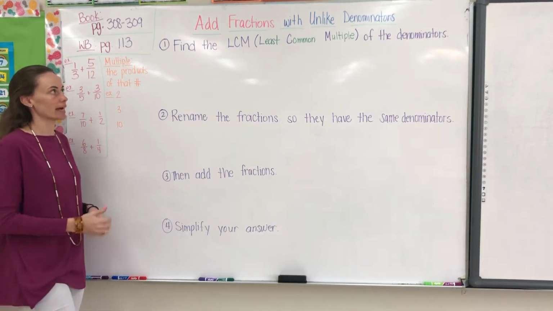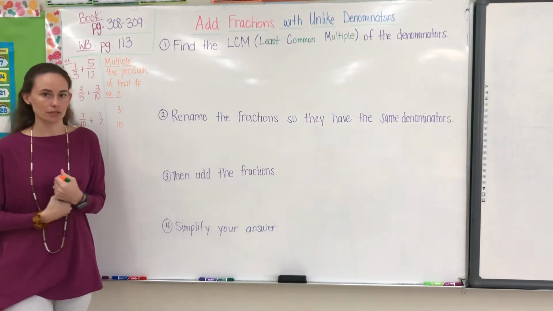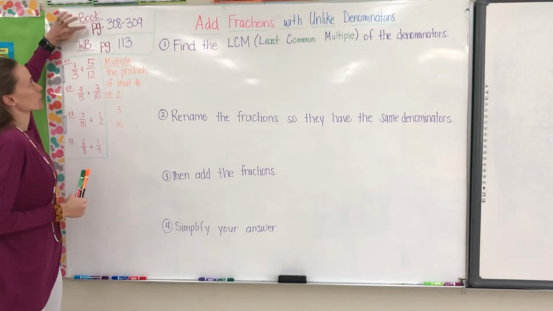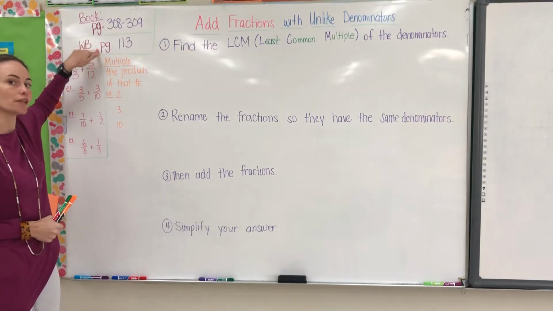Today we're going to be doing adding fractions with unlike denominators, so different denominators. The textbook pages are 308 and 309, and the workbook page is going to be page 113.